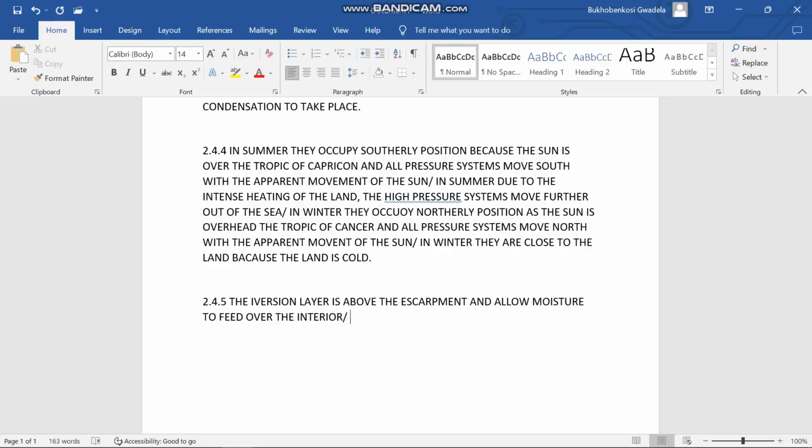You can also say it allows warm moist air to rise and condense on the windward side of the escarpment.